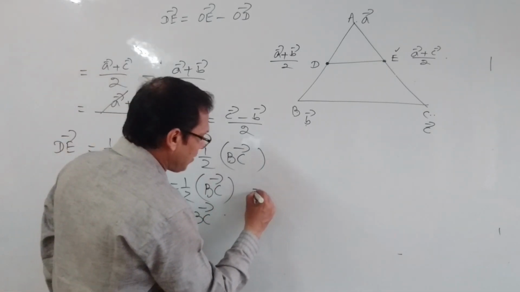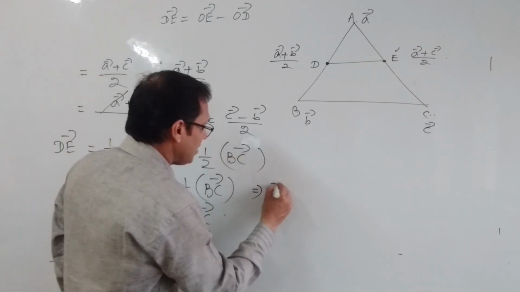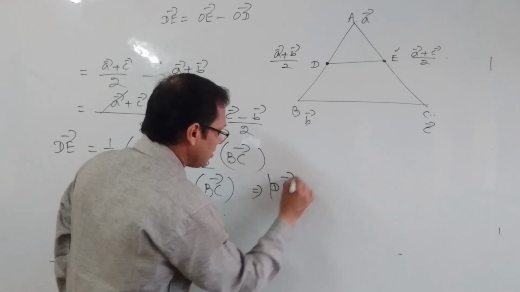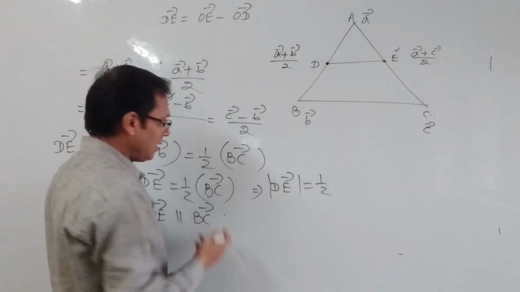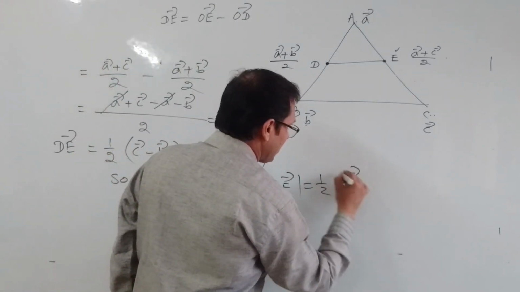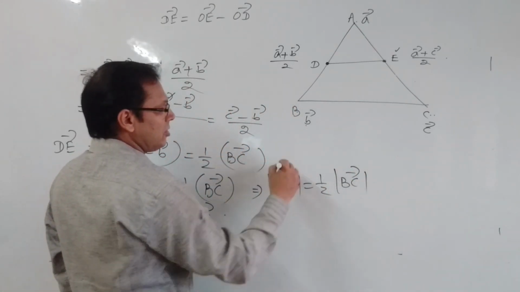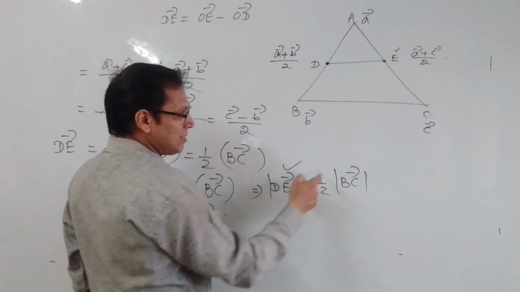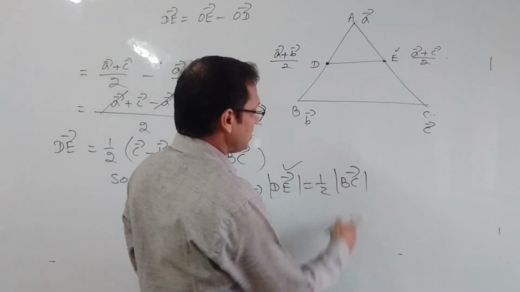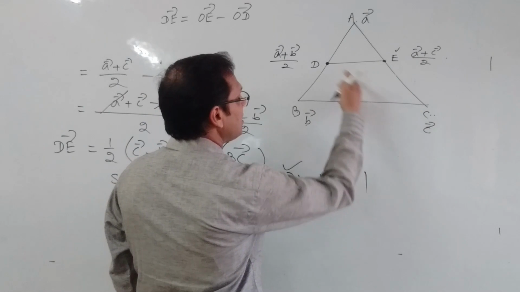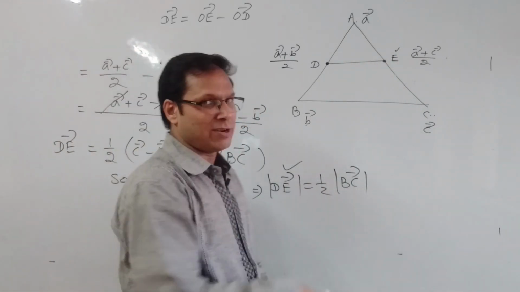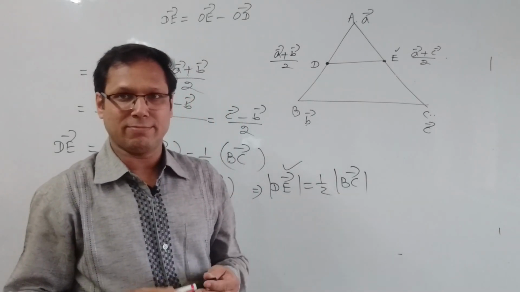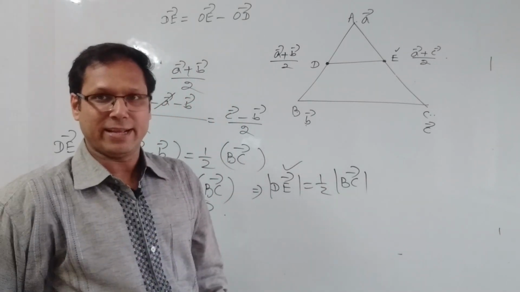Again, if we take the magnitude on both sides, the magnitude of DE vector is equal to the magnitude of half times BC vector. So the magnitude of DE is half of the magnitude of BC. That is, DE is half of BC, and also DE is parallel to BC. Likewise you can prove the rest. For the fair note, you can go through the description box. Okay. Now I'll go to the next problem.